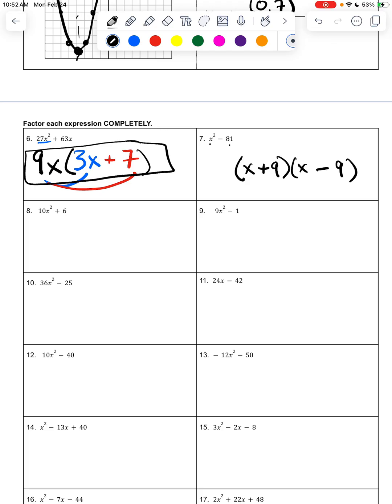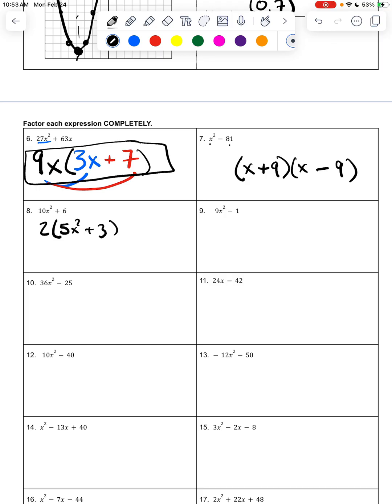Number 8 is also a binomial. There is a GCF here. Both of these are divisible by 2. So I'm going to pull out a 2. 2 times 5 is 10. We need that x squared to come along, plus 3. What's left behind is a binomial. It's still quadratic, but there's no difference of squares here, so we are done.